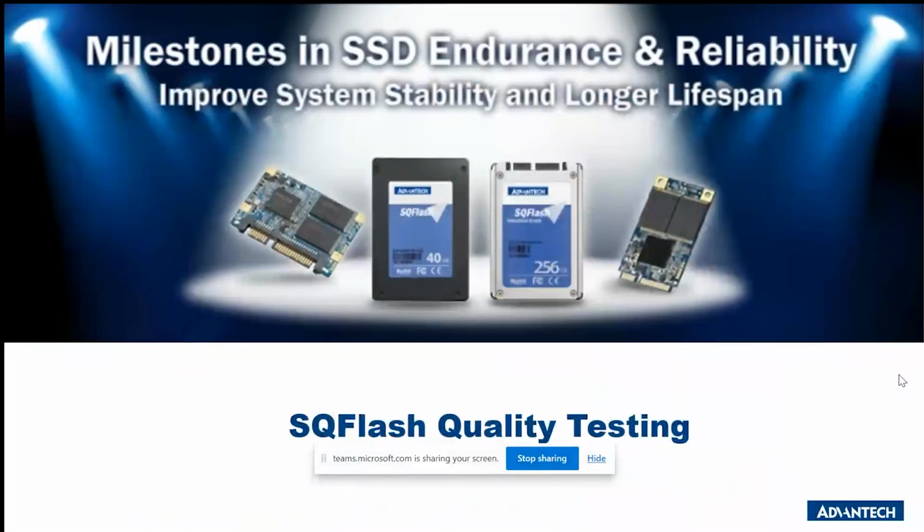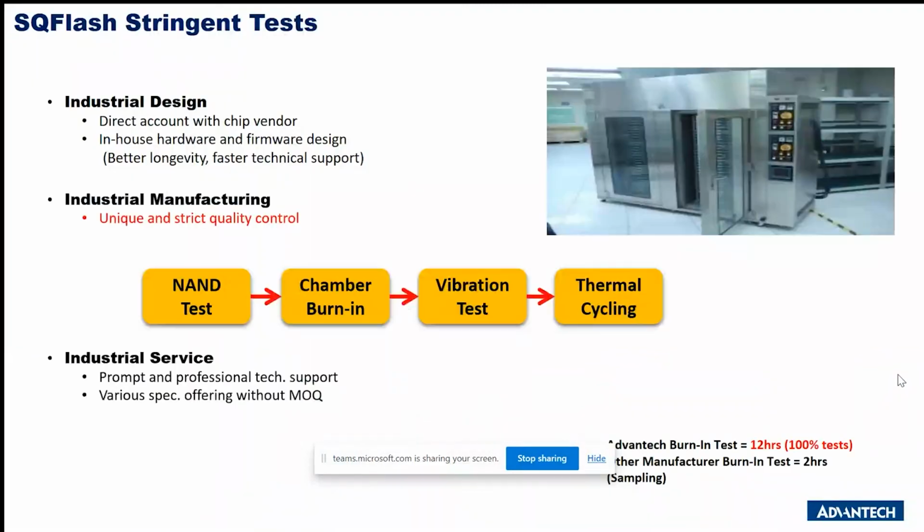Now, this is on SQFlash quality testing. One major differentiation for Advantech is that we go through many different tests prior to shipment. In fact, our burn-in test prior to shipment is 12 hours. Most manufacturers do not undergo so many tests prior to shipment. Typically, it is only 2 hours.